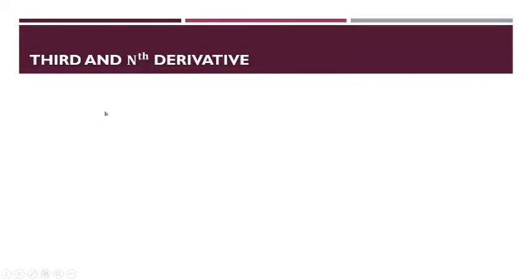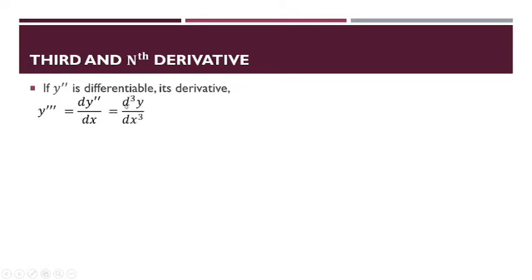The third and the nth derivative. So if y double prime is differentiable, so since define kanina na function din siya, its derivative y triple prime is equal to the derivative of y double prime or the derivative of the second derivative in terms of x. Ito yung mga notation, d cube y over dx cube. It is the third derivative of y with respect to x.